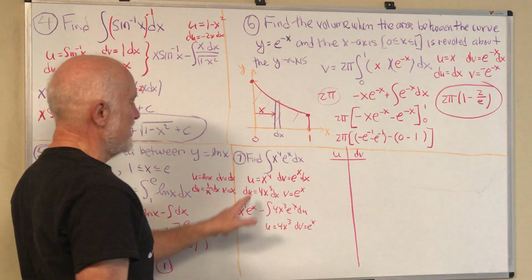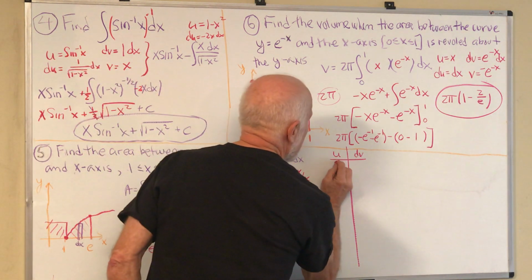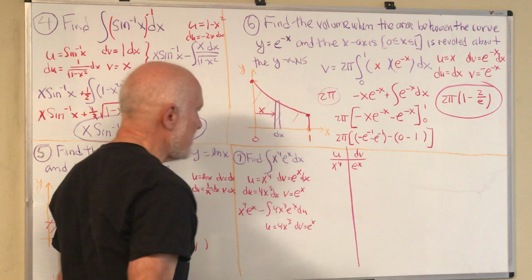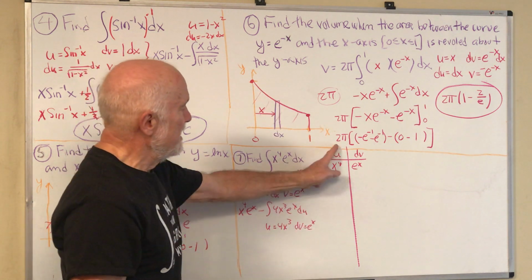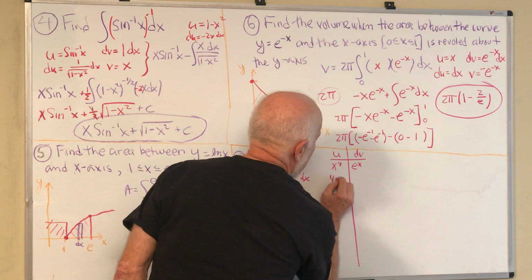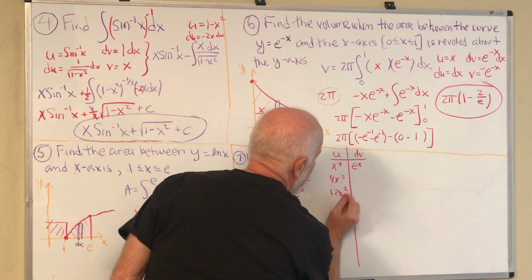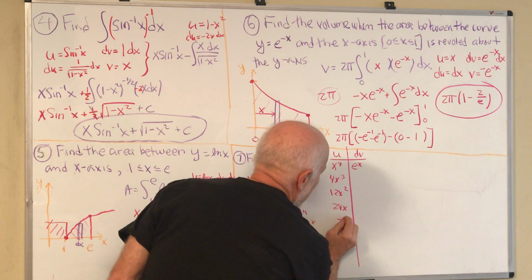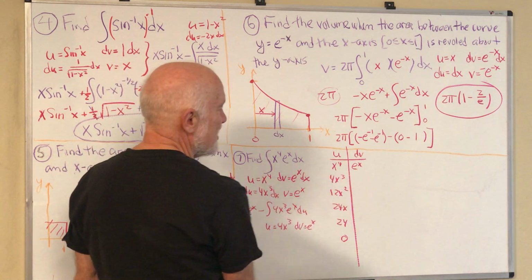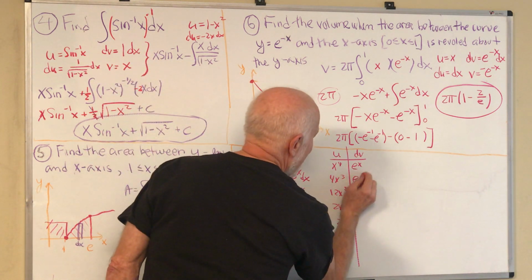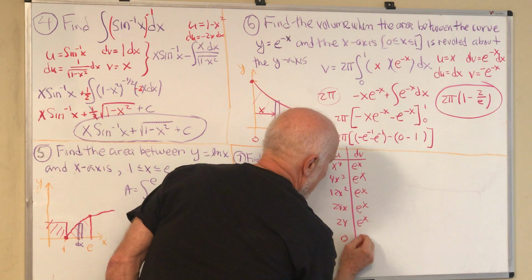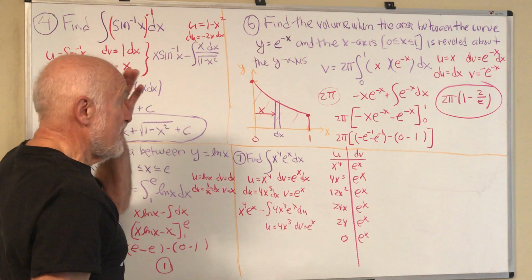Because integration by parts has a pattern to it, we can go like this. We can take x to the 4th and put it on this side, and e to the x on this side, and then we just start taking derivatives on this side and antiderivatives on this side. So 4x cubed, 12x squared, 24x, 24, 0. And then this is going to be pretty easy. e to the x, e to the x, e to the x, e to the x. These are all my antiderivatives.